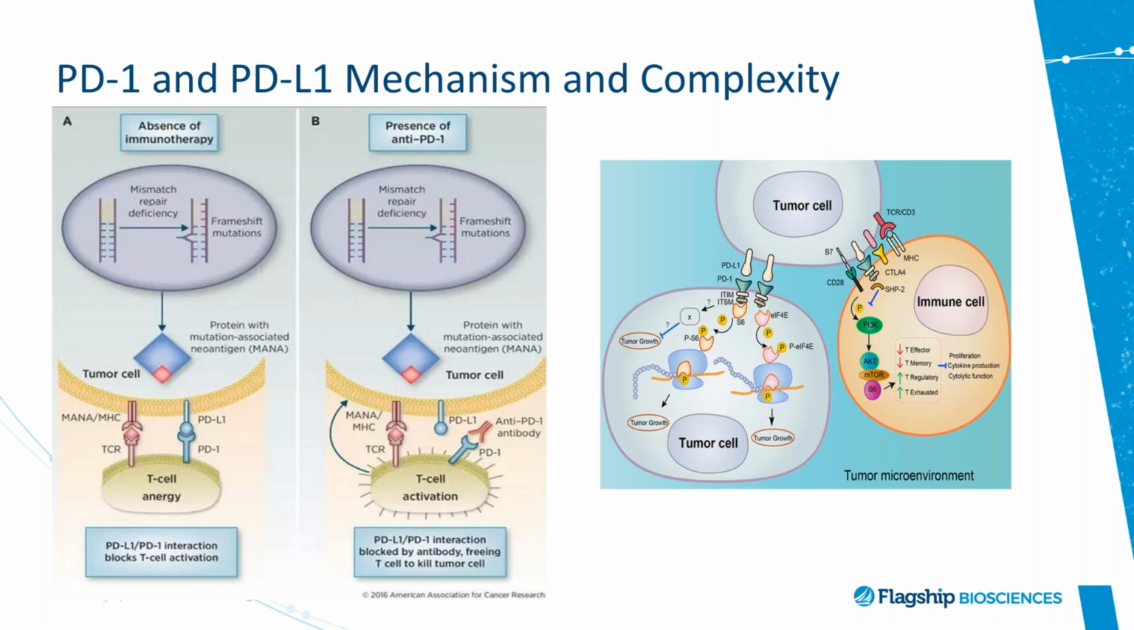In the absence of an antibody to PD-L1 or to PD-1, the PD-L1 PD-1 interaction produces T cell anergy. However, in the presence of one of these antibodies, T cell activation can occur, and the T cell is free to kill the tumor cells. The system, however, is more complex than that because there is expression of PD-L1 and PD-1 also on adjacent tumor cells. An engagement of PD-1 by PD-L1 can result in trophic signals.